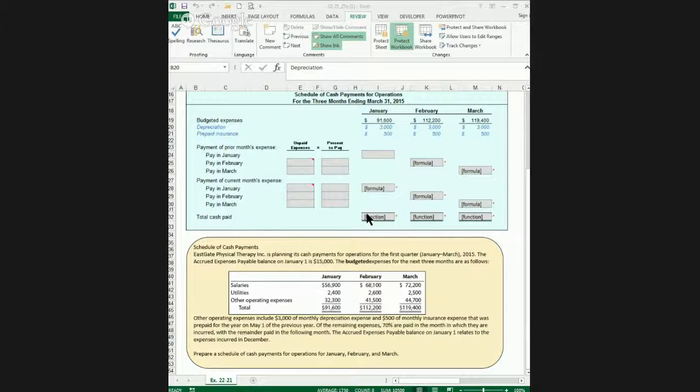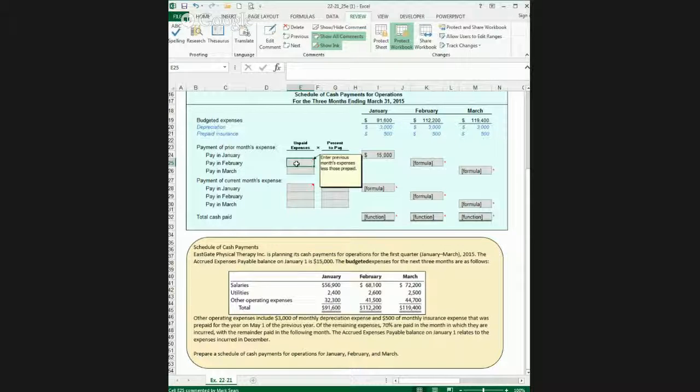Okay, well, the amount that they're going to pay in January would be the balance in the unpaid expenses from December, or the balance at January 1, and that would be $15,000. So let's just enter in cell I-24, $15,000. Now, for the payment of the prior month's expenses, these would be the cash amount of expense exclusive of non-cash depreciation and non-cash prepaid expense.